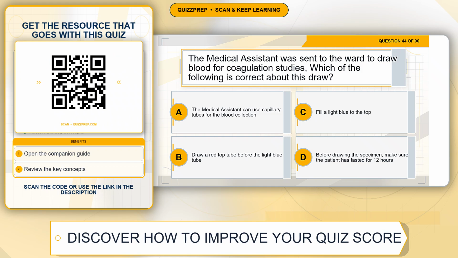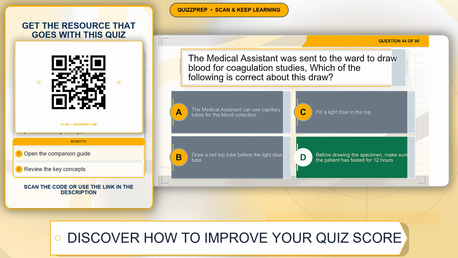Option A, the medical assistant can use capillary tubes for the blood collection. Option B, draw a red top tube before the light blue tube. Option C, fill a light blue to the top. Option D, before drawing the specimen, make sure the patient has fasted for 12 hours. The correct answer is option D, before drawing the specimen, make sure the patient has fasted for 12 hours.